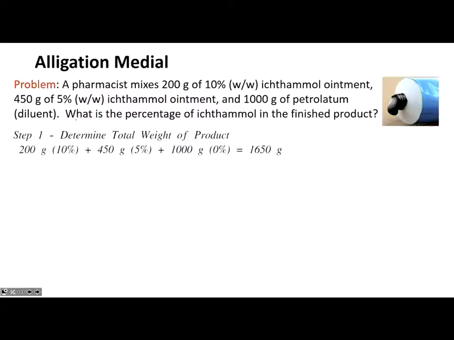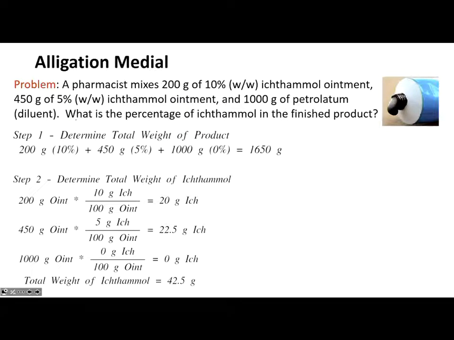Step one. Step two is then to say, well, now I just need the total weight of the drug. I don't care about everything. I just want the drug. How much drug is in that product? And to do that, you have to do one ingredient at a time. So if we just start with our 10%, we said we had 200 grams. So we start with our 200 grams, and we said 10%, which is 10 grams of ichthymol for every 100 grams of ointment. Grams of ointment cancel, and you can see if you multiply that across, 200 grams times 10% gives you 20 grams of just ichthymol.